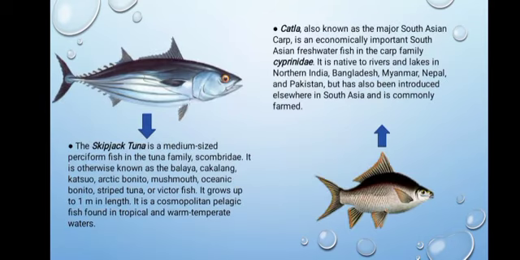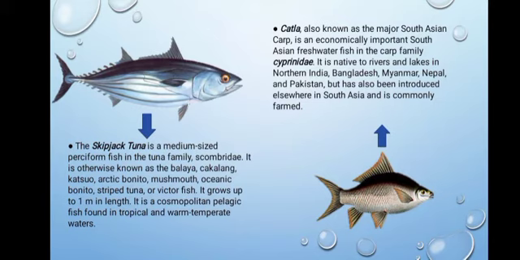The skipjack tuna. It is a medium-sized perciform fish in the tuna family, Scombridae. It is also otherwise known as the Balaya, Kakalang, Katsu, Arctic bonito, Mushmouth, Oceanic bonito, striped tuna, or victor fish. It grows up to 1 meter in length. It is a cosmopolitan pelagic fish found in tropical and warm temperate waters.